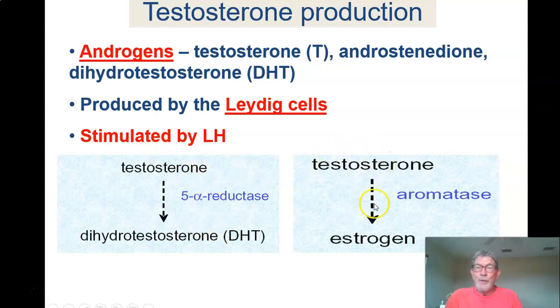Testosterone can also be converted into estrogen. So females make testosterone, they convert almost all of it to estrogen, but females still have some testosterone. Males make testosterone and convert some of it into dihydrotestosterone, but they convert some of it into estrogen. So males have some estrogen, females have some testosterone. It's all interrelated.